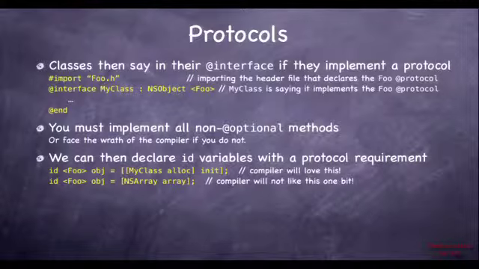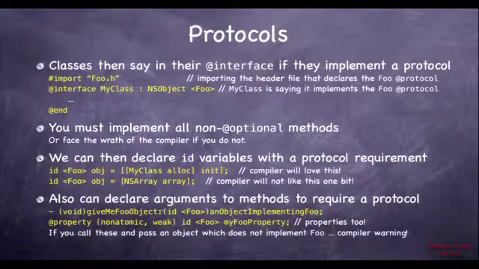So, for example, if I say id<Foo> obj = [[MyClass alloc] init], that's a winner, because look at MyClass up above. It implements Foo. So the compiler's like, yeah, okay, that's good. But if I say id<Foo> obj = [[NSArray alloc] init], that's bad, because NSArray does not implement the Foo protocol, and so the compiler will complain in this case.